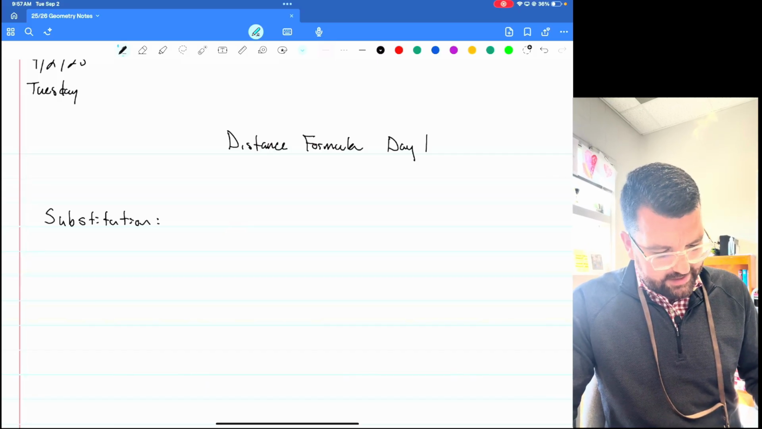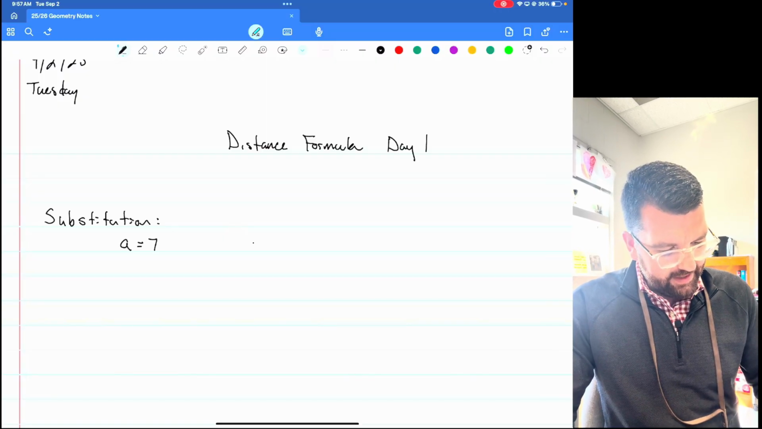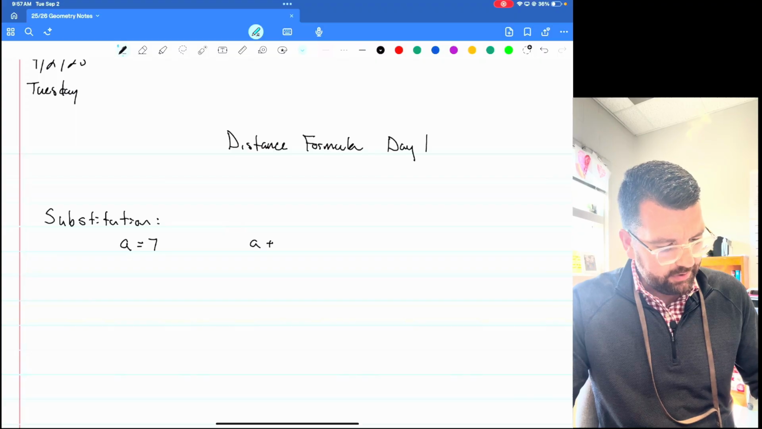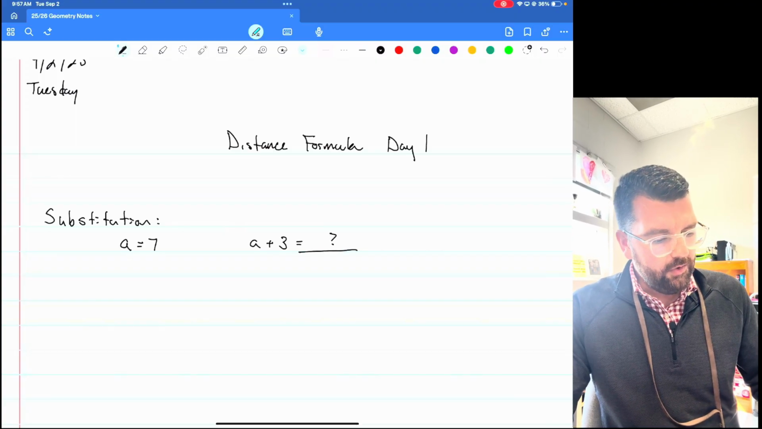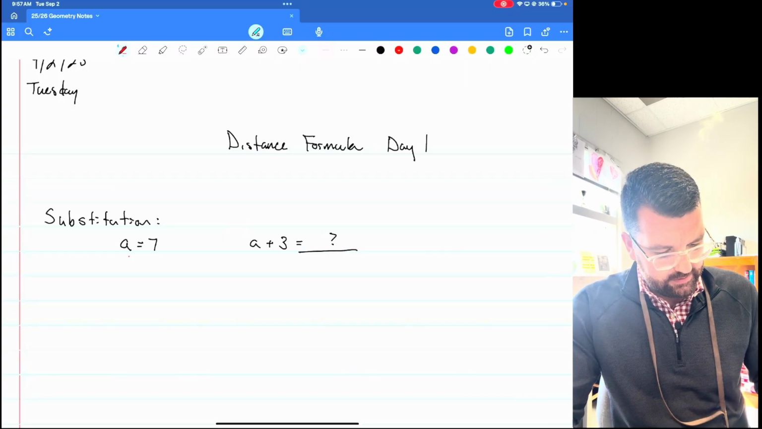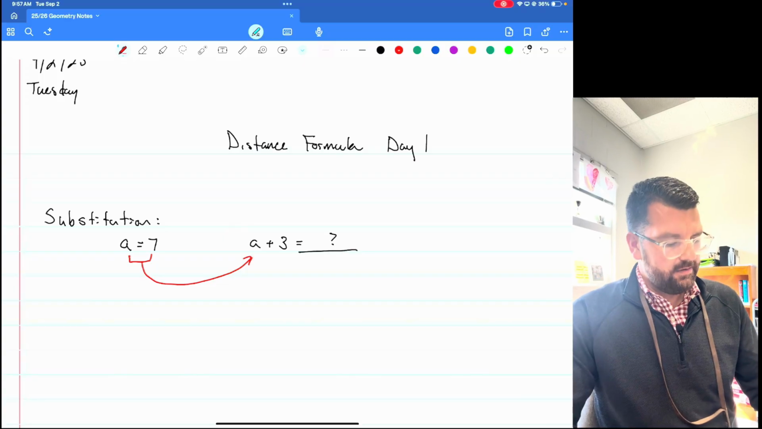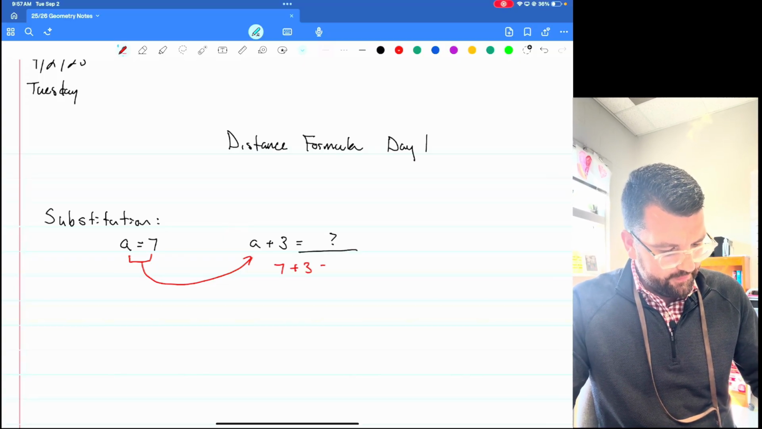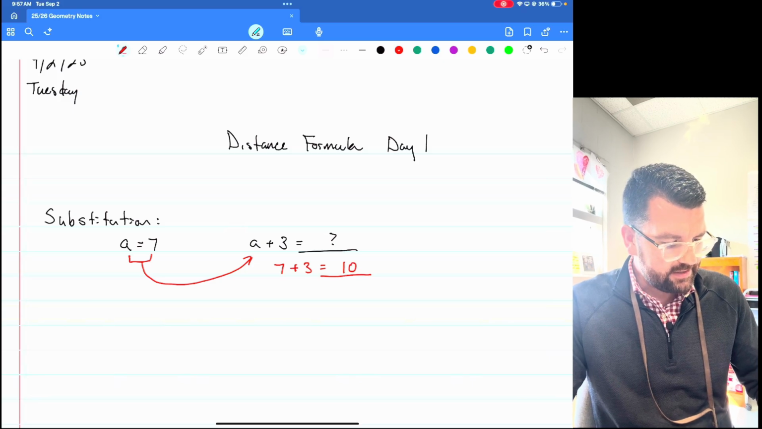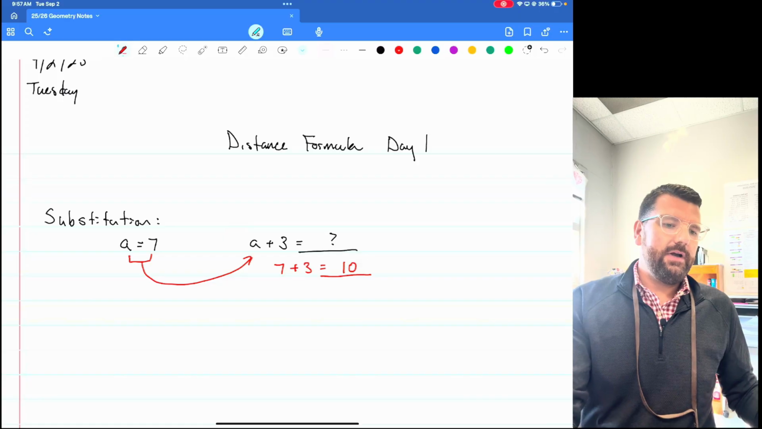Substitution. If I told you that a equals 7, and then I had this expression that said a plus 3 equals, and I didn't know, I could substitute what a equals right here to say 7 plus 3 equals, and now I can solve that and say 10. That is the act of substitution.